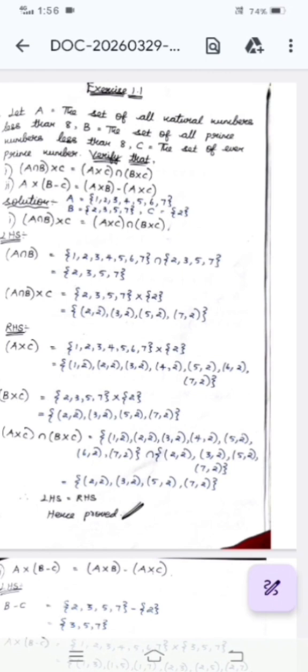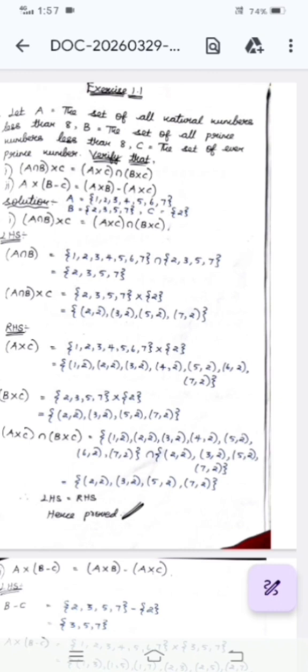A intersection B means elements which are common in both A and B. The elements common in both A and B are 2, 3, 5, 7. So A intersection B is 2, 3, 5 and then 7. Now let's find A intersection B cross C. Substitute the values of A intersection B and C. Now let's find the cross product of these two sets. If we find the cross product, we get (2,2), (3,2), (5,2) and then (7,2).